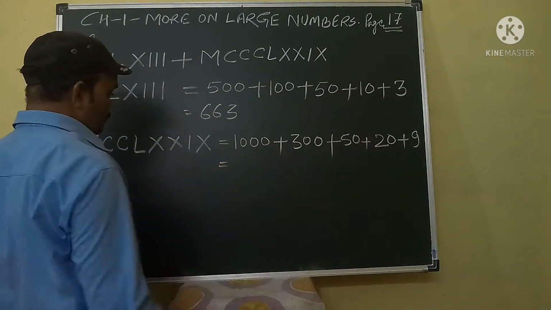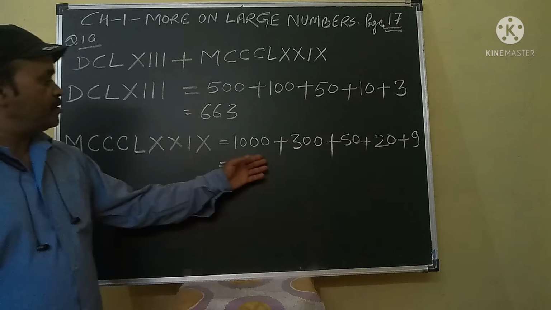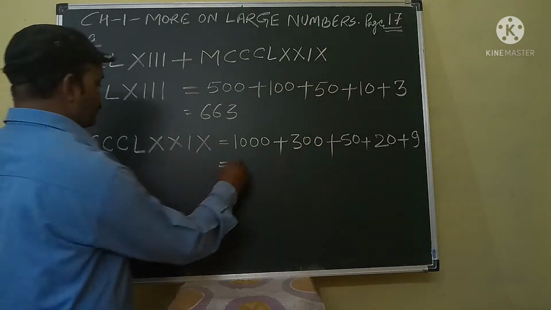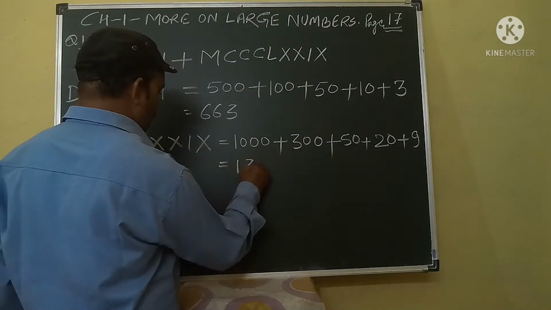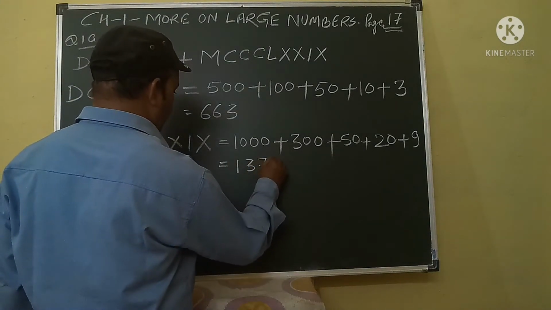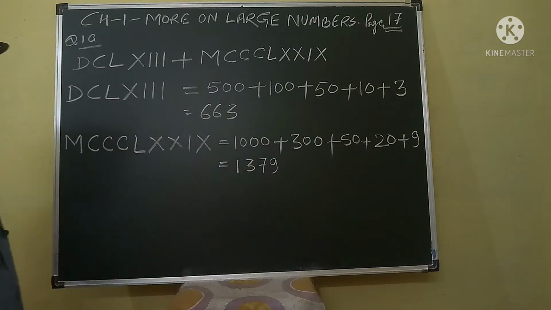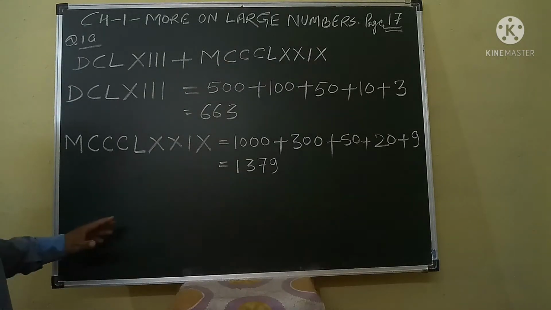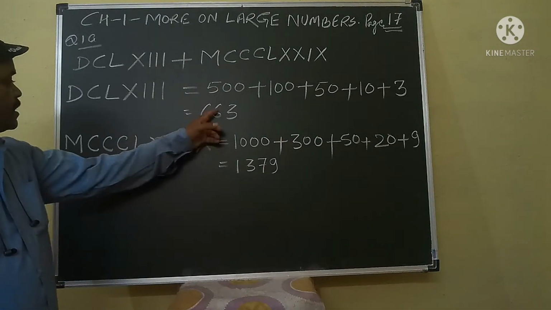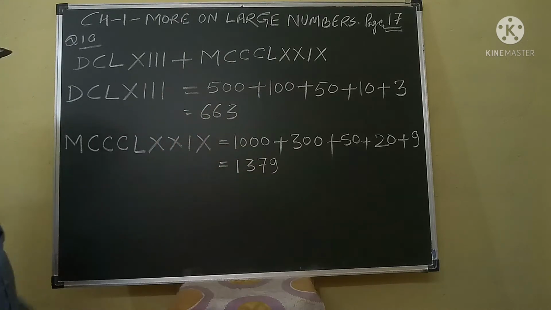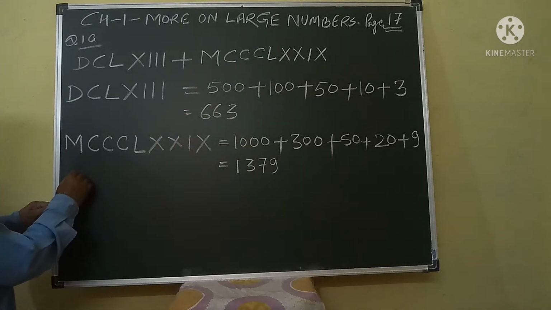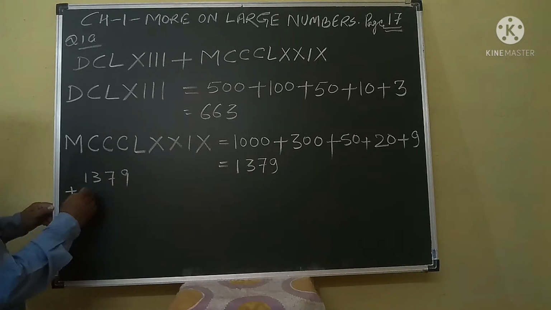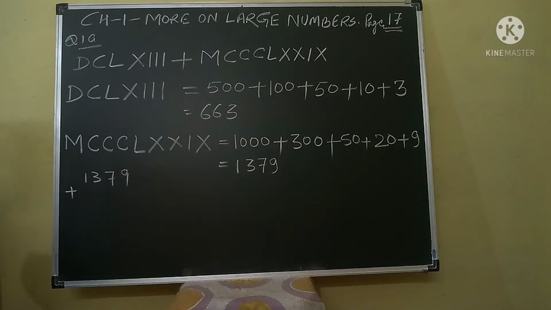So we will add all these five natural numbers. So what is the sum? This will give you 1379. Okay, 1379. And now look here, according to the question, we will add these two natural numbers: 1379 plus 663.